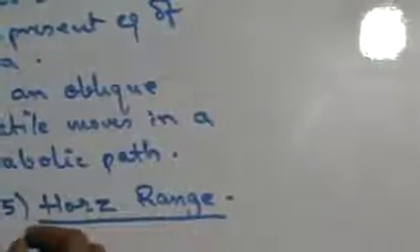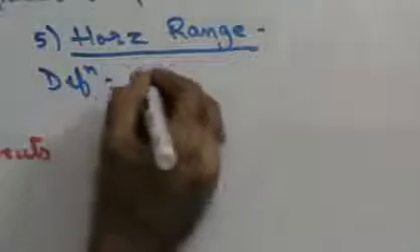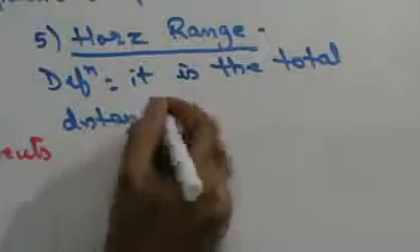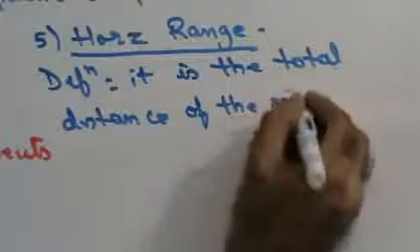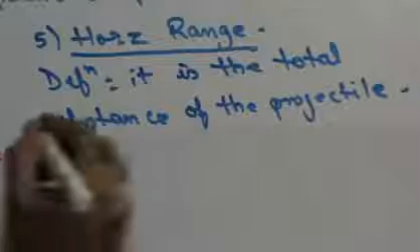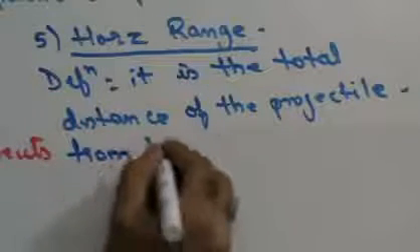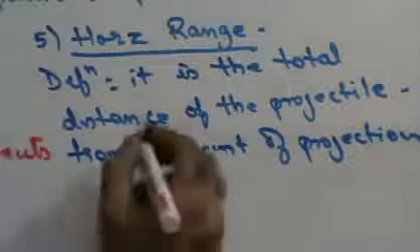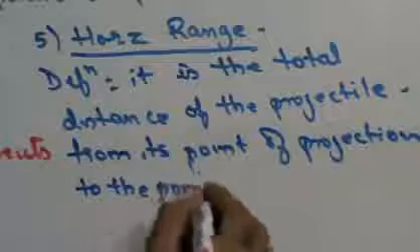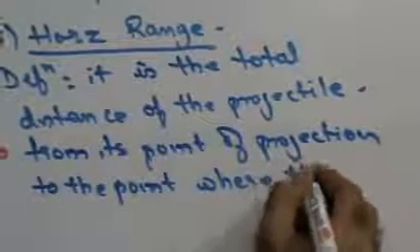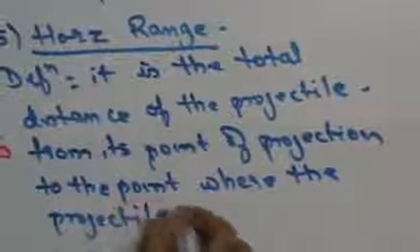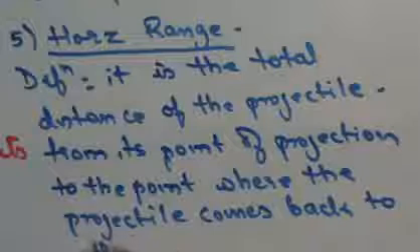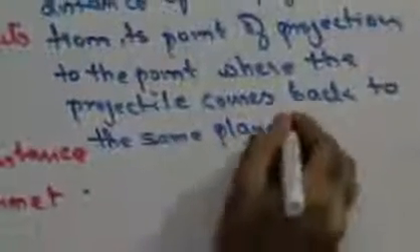So how do I define horizontal range? Definition: it is the total distance covered by the projectile, from its point of projection to the point where the projectile comes back to the same plane of projection. Same plane of projection.